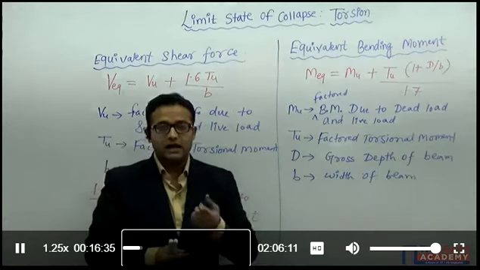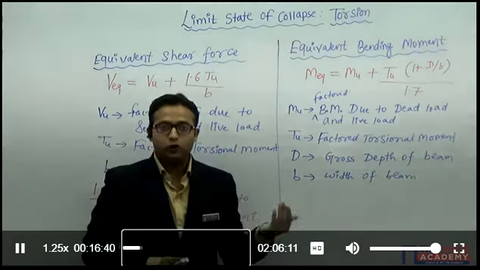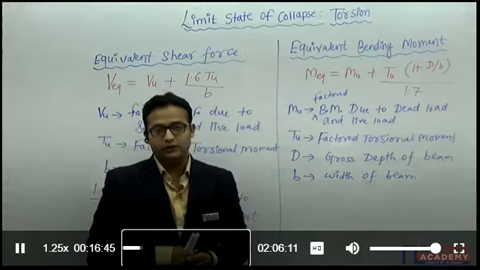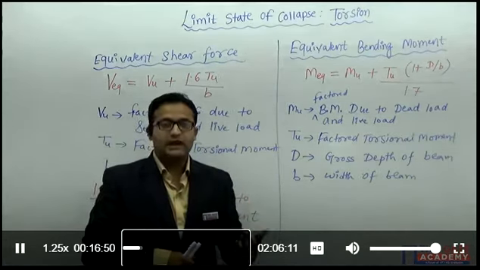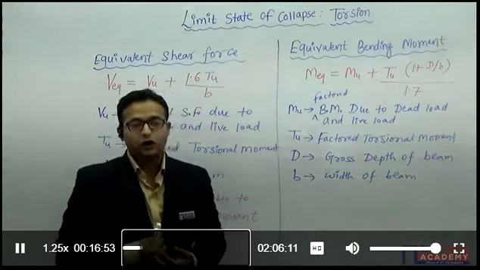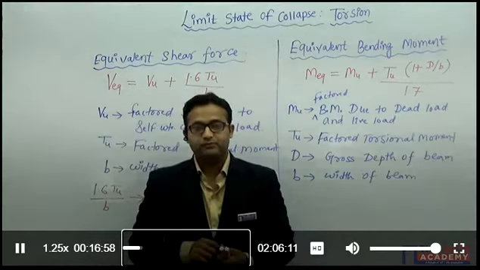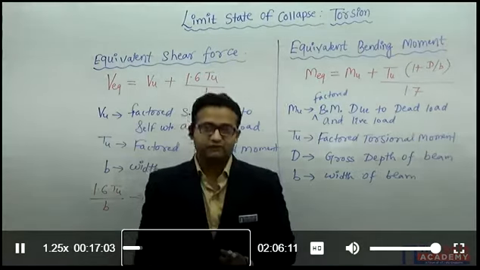I am again repeating, the value of factor of safety I will be taking is 1.5. Suppose the load is coming 100 kilonewton, I will be designing the member for 150 kilonewton. So 100 kilonewton is called the working load or the service load, and that 150 kilonewton is generally called factored load because you have multiplied by 1.5. You have considered the factor of safety.